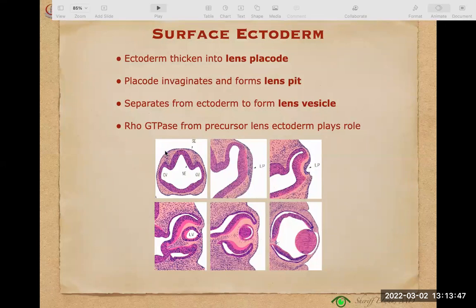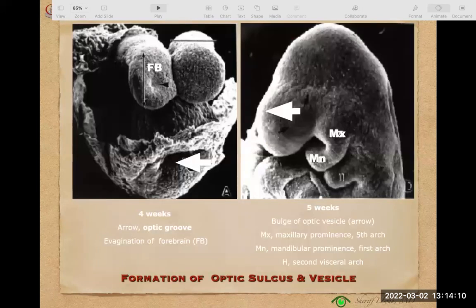And this thickening invaginates again to the inside of the optic cup and separates like a small ball, which is the crystalline lens, called the lens vesicle at the beginning. We must know that the GTPase enzyme from the precursor lens ectoderm plays a very important role in its development.